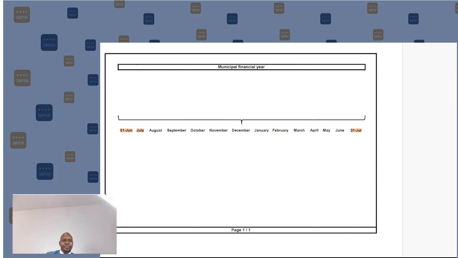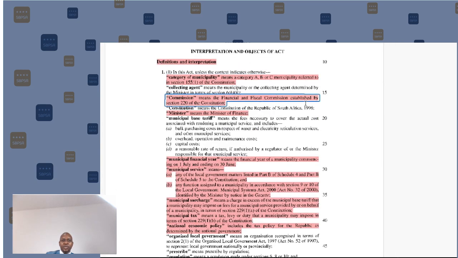Okay, so we're still with the financial year end starting on 1st July and ending on the 30th of June. Hence, the first quarter is July, August, September. We've got the meeting for municipalities during October.